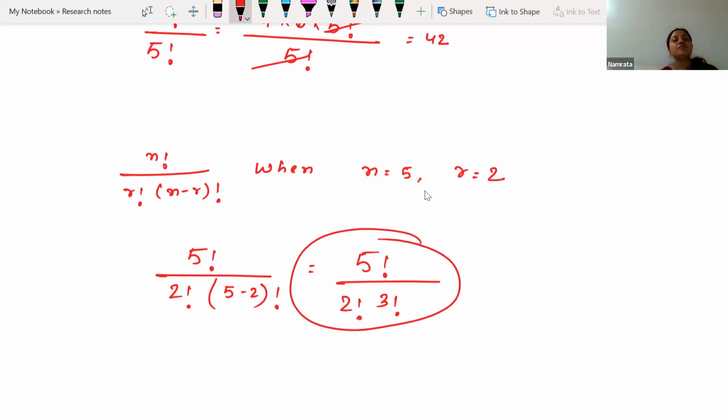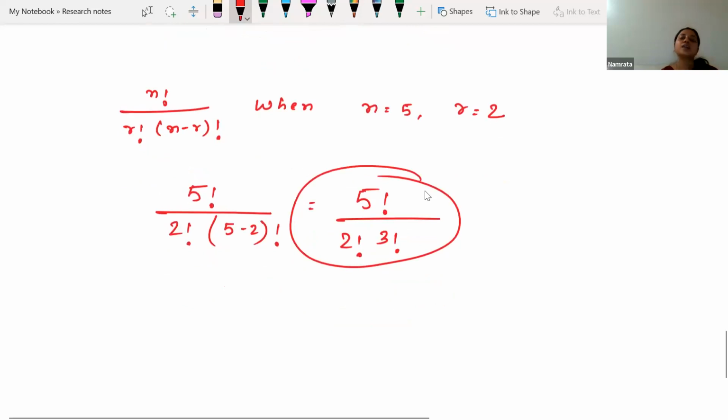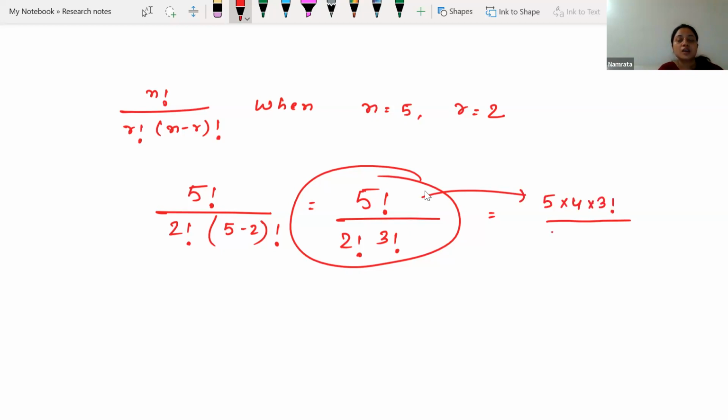Okay, now 5 ko aise break karenge ki ya to 3 factorial pe jaake rukenge ya fir 2 pe, ki koi ek to kat jaye. So 5 factorial, which is in the numerator, we are going to write it as 5 into 4 into, can I write it as 3 factorial now? Yes, ma'am. Why are we writing so? Because 1 3 factorial I can see in the denominator. So why not cancel it as it is? 2 factorial, just keep it as it is, into 3 factorial, 3 and 3 gone.